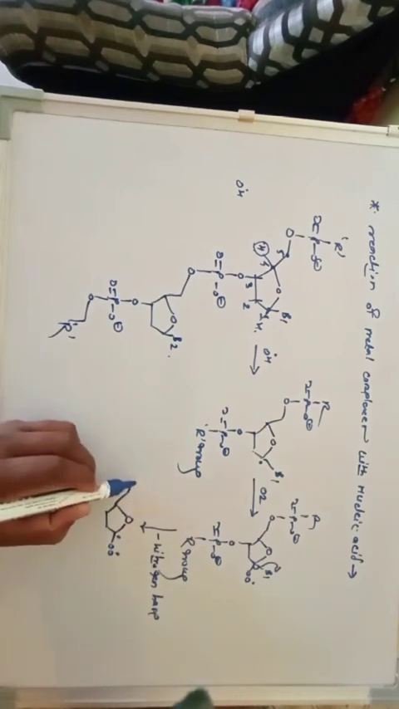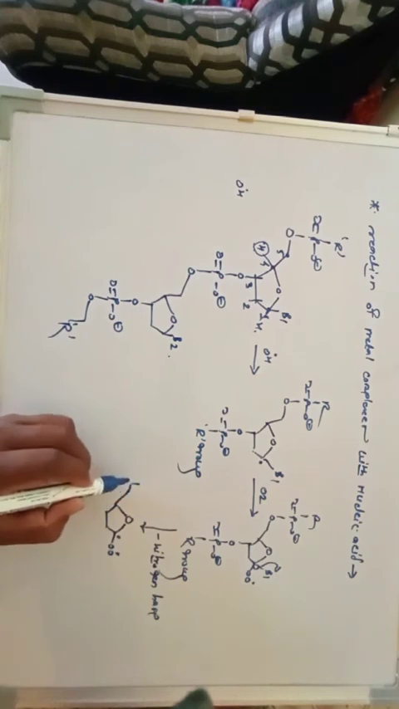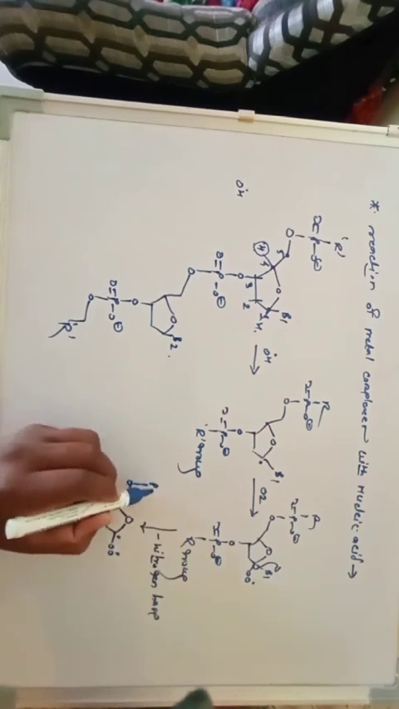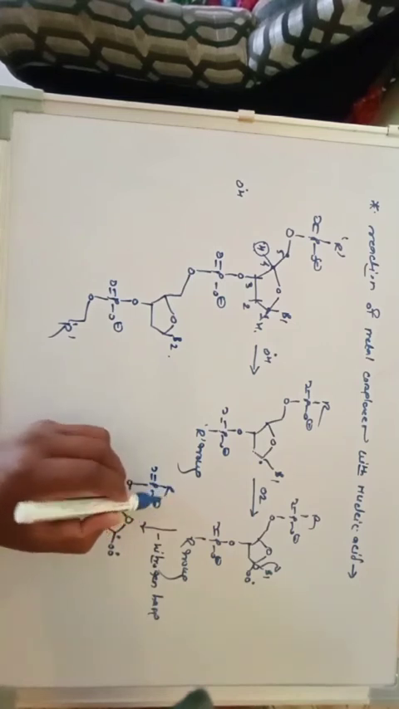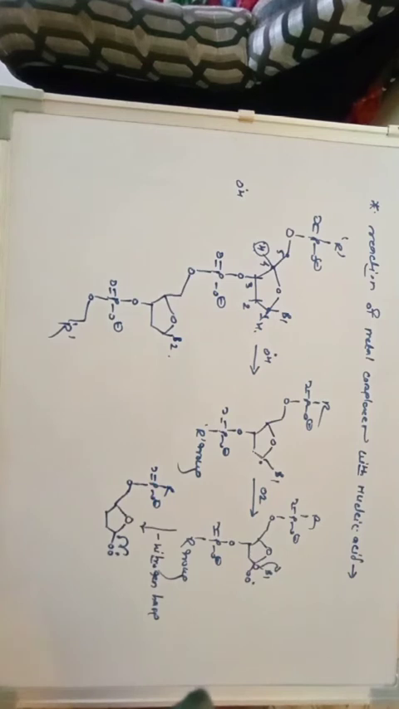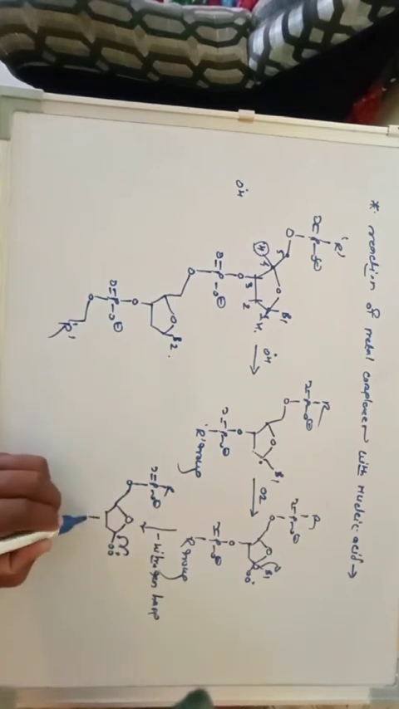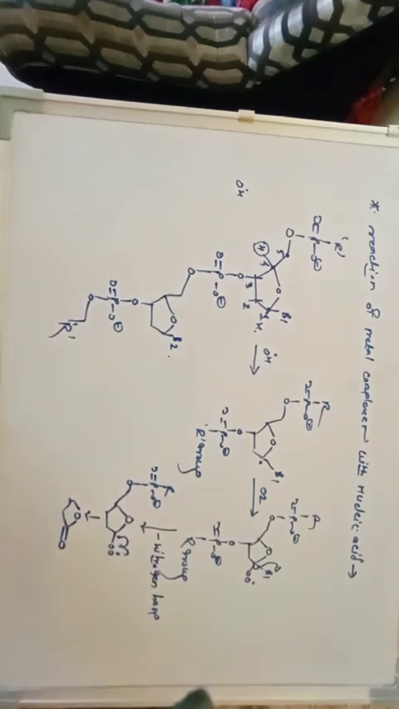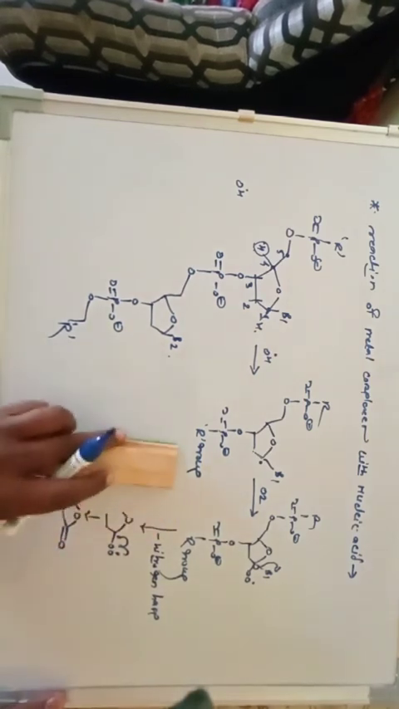Then this is your oxygen, attached to phosphorus double bond O minus, this is your R group, and then radical recombination results in a double bond O. I think I made a mistake there. So in this case, let us consider once again.